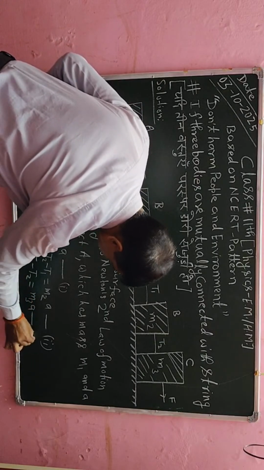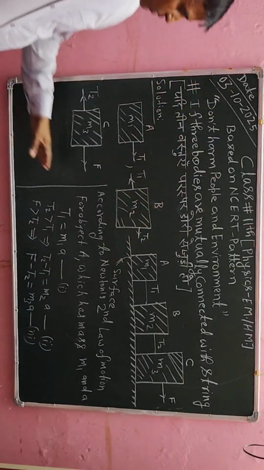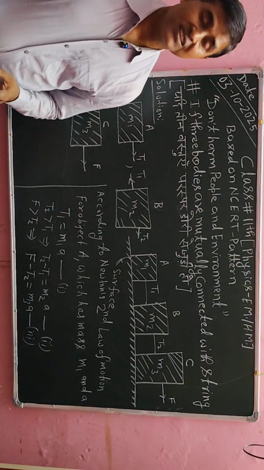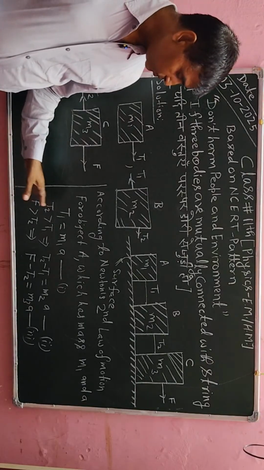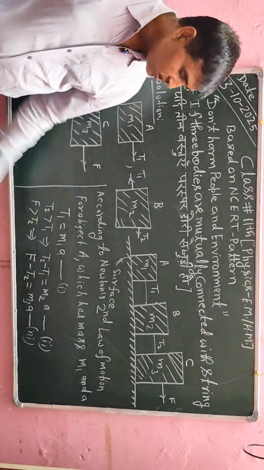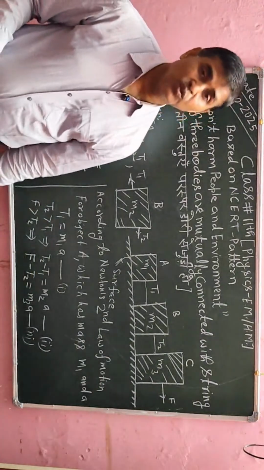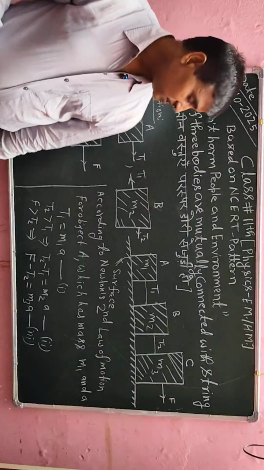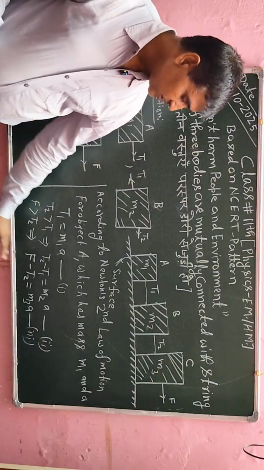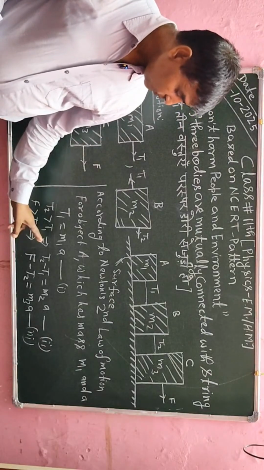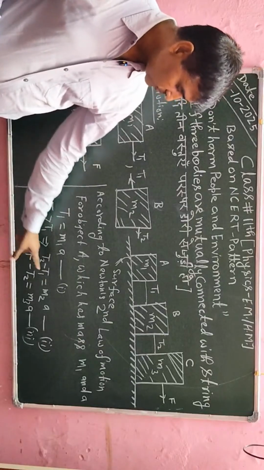So this will be equation number 3. I will add all these 3 equations, and after adding, we will get the value of force F, which is equal to, in the bracket, m1 plus m2 plus m3 into A. So that is the acceleration I have to calculate, and after calculating it, we will find the value of T2.